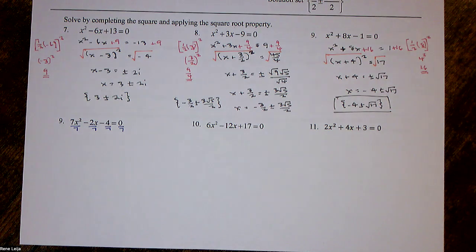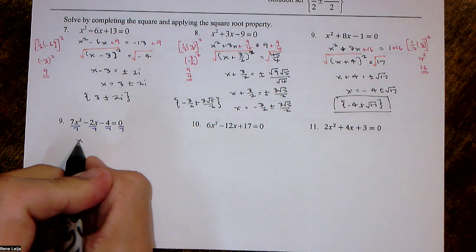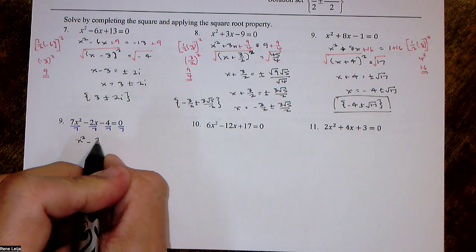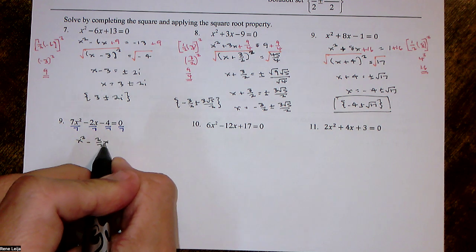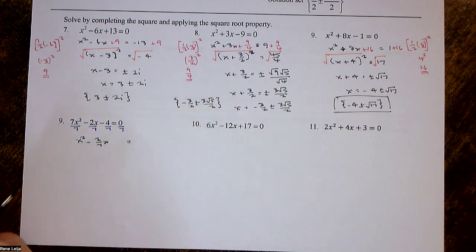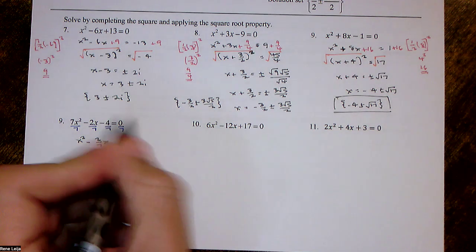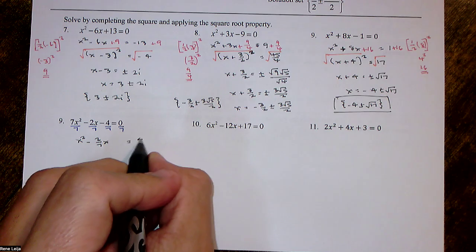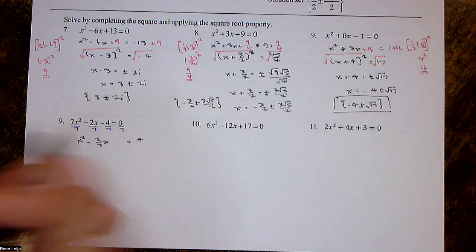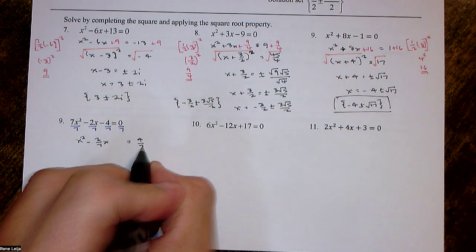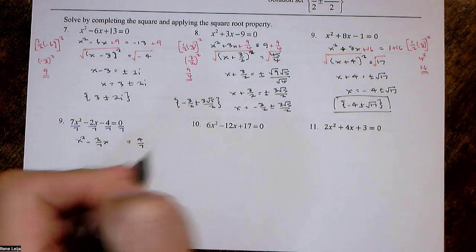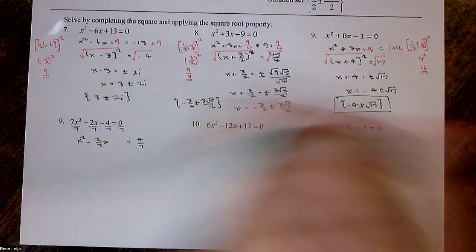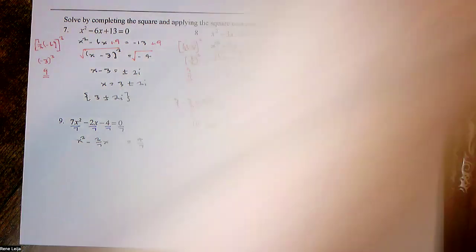Okay. So now this is going to give us x squared minus 2/7 x. I'm going to go ahead and move my c term to the other side. And 0 over 7 is just 0, so that's gone. Okay, -4/7, when I move it becomes positive. Okay, now here we go.